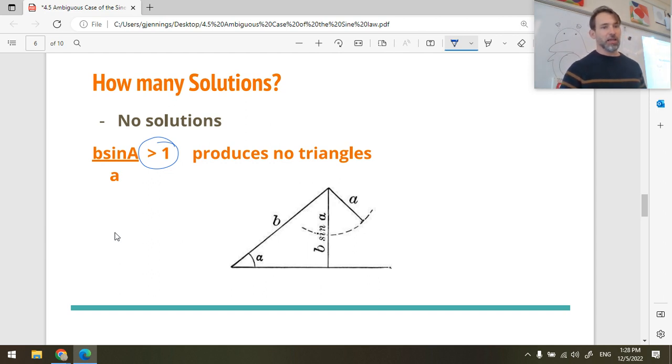Because this is like sine b over here, if sine b has to be bigger than 1, sine b can't be that, because the maximum value for sine is 1. If you're asking it to be bigger than that, sorry, you can't make a triangle. We can't make a triangle that does that.